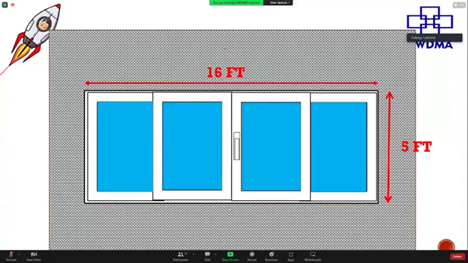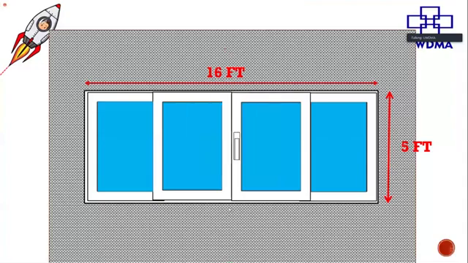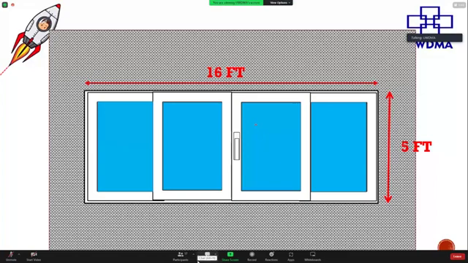Just imagine we are having 4 panels. So much profile is there. So much reinforcement is there. It's not at all cheap hardware. All 4 panels would be having rollers and hardware. So no, it is not at all an economical option.